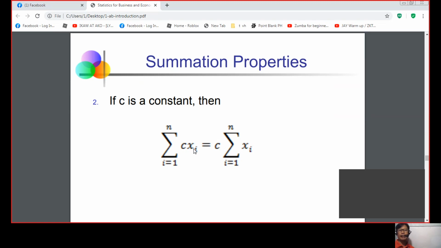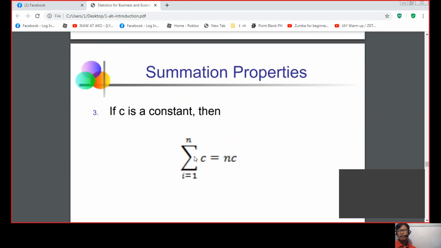Cx sub I. Okay, now, in this case, pag let's say 2x. Okay, 2x. Ito. Ang constant mo is yung numerical. Yung 2 mo is lalabas dun sa scientific notation. Meaning, hindi na siya kasali dun sa formula. Okay? Ang sa summation mo lang is yung nasa variable x, not na yung constant.